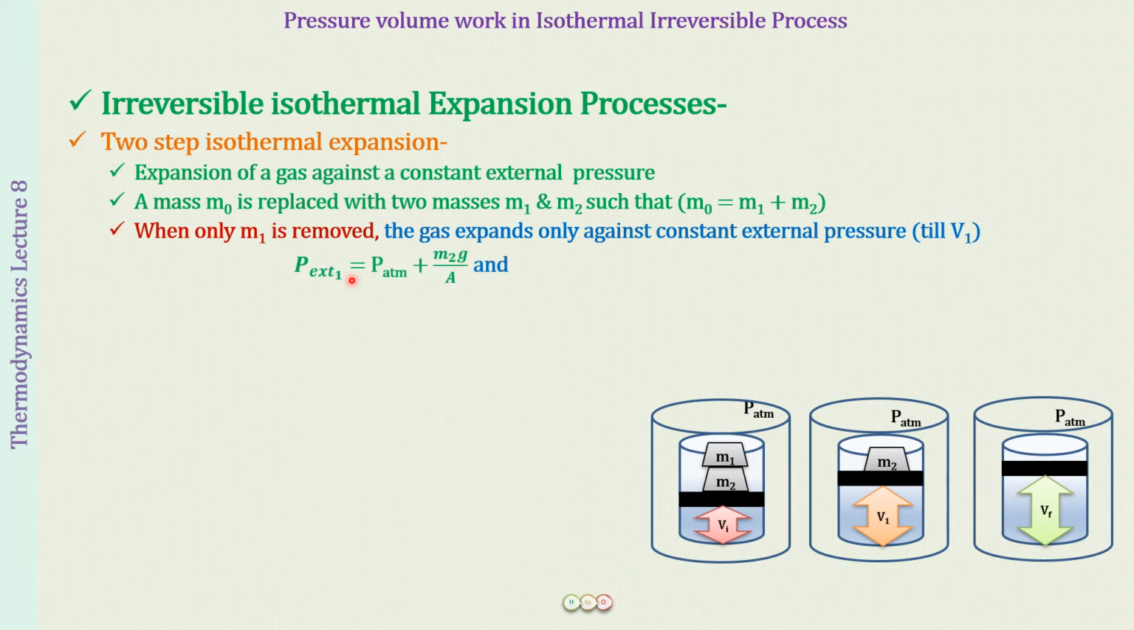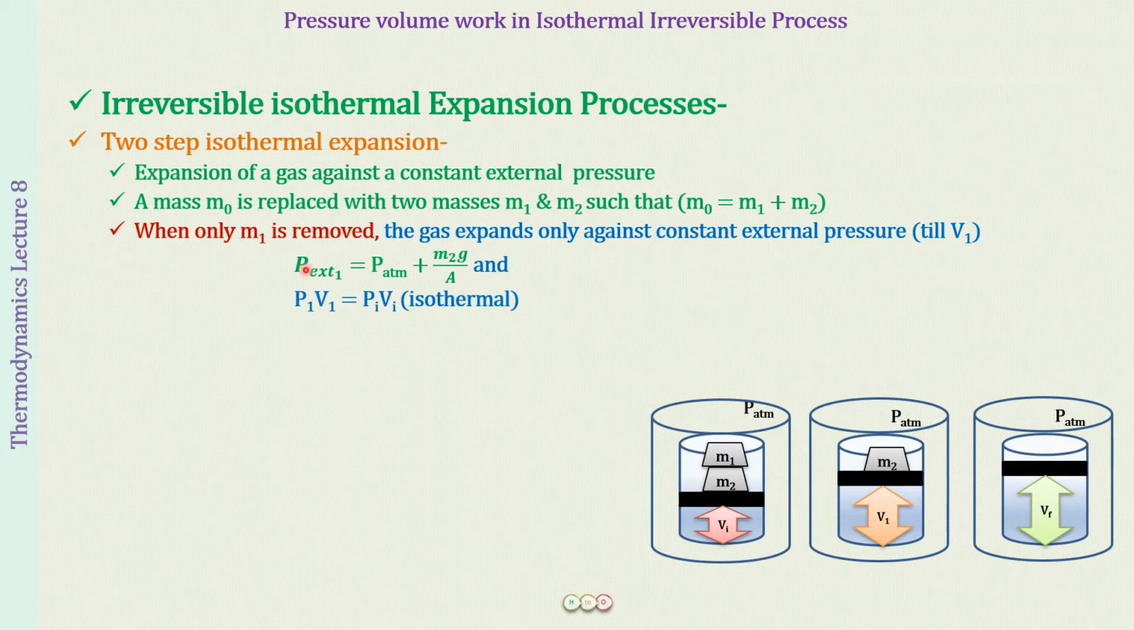So this external pressure, we will be calling this as P external 1, and this will be equal to P atmosphere plus M2G by A. Right, so now what is the pressure outside? It is the pressure of the atmosphere, and the pressure because of this mass times the acceleration due to gravity divided by the area of cross section. So this is at this position the external pressure, right? So when you have removed this M1, immediately the pressure decreased outside to P external 1, and then the whole process of expansion from Vi to V1 will be taking place.